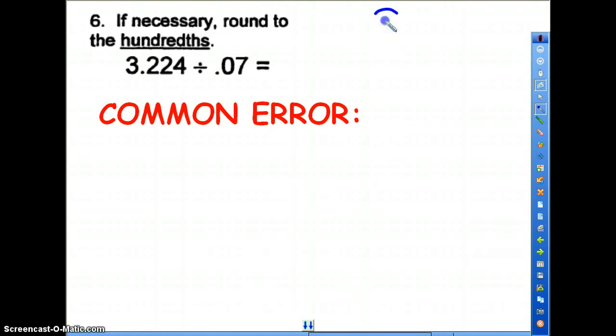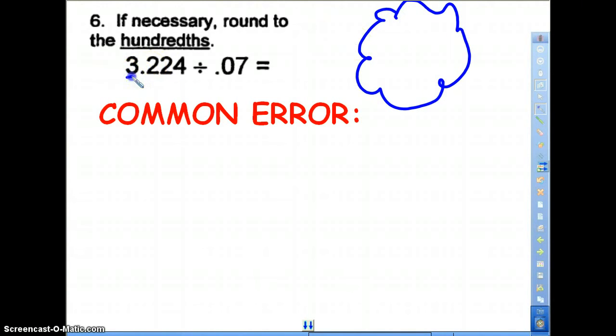Give me an estimate to put in my bubble when I take 3.224 and divide it by 0.07. Give me some kind of estimate. I know for sure the answer has to be what compared to 3.224? It's going to be bigger. I don't know, let's call it 50. I just know it has to be bigger. So that way when I get my answer, if my answer's smaller, I know I've made a mistake.